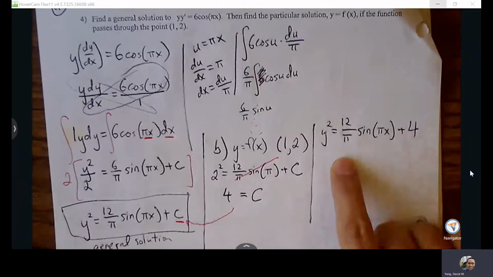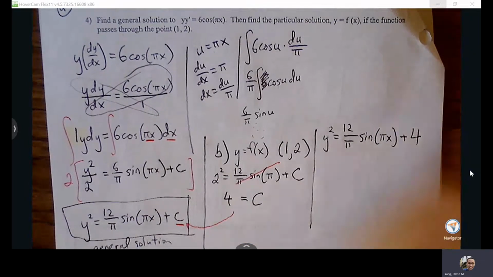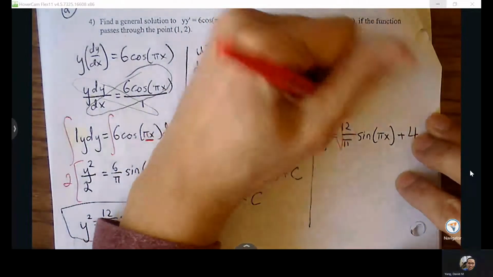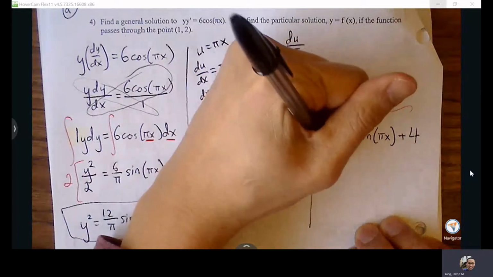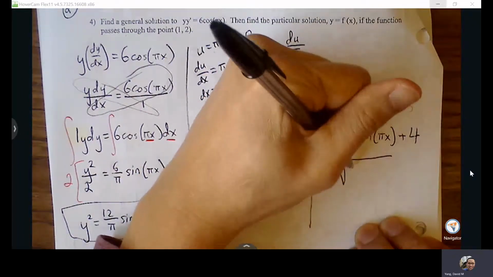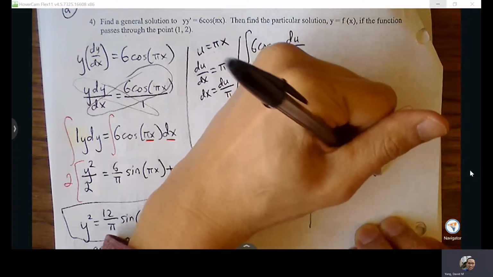Okay, we're almost there. What's our final step, our square root? What happens with the square root though? Plus or minus. So we have to decide between 2 potential solutions, and we can only choose one.